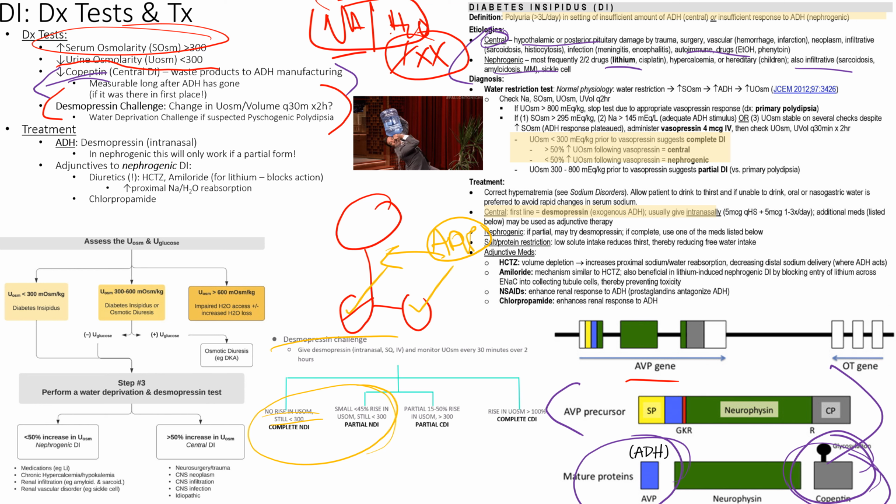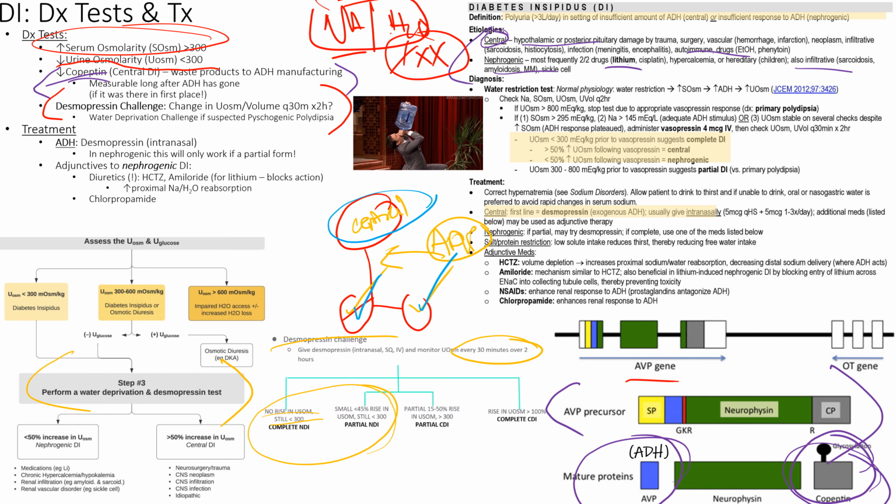If I give them ADH, the urine output goes from 2 liters in 4 hours to 100 cc's in 2 hours, right? And you usually just check it 30 minutes later. You don't wait 2 hours, but you check it after 30 minutes and the urine output goes all the way down. That means it was central DI. So I had a response by the kidneys. That's central DI with a desmopressin challenge, right?